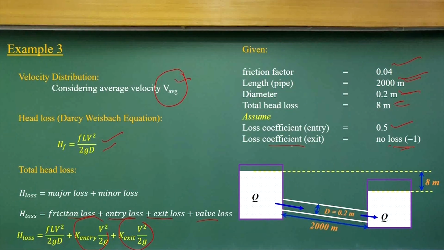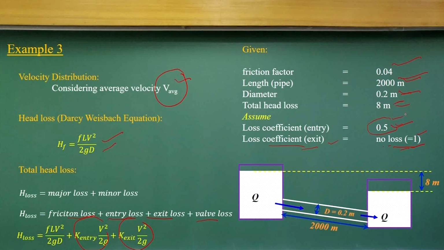The loss coefficient in terms of velocity head, as you know, at the exit we consider as 1, and at the entry we consider 0.5. Half of the velocity head is lost at the entry, and at the exit the total velocity head is lost. This is 1, this is 0.5, so together 1.5.